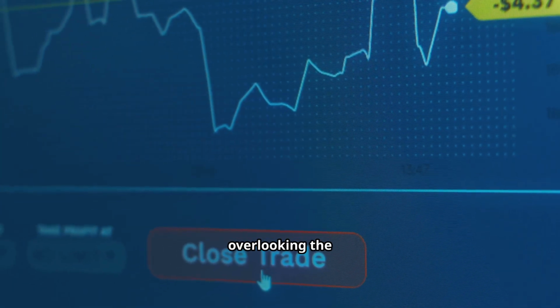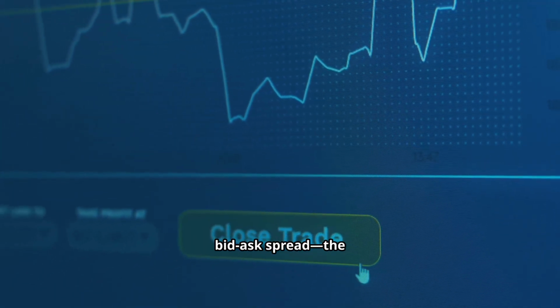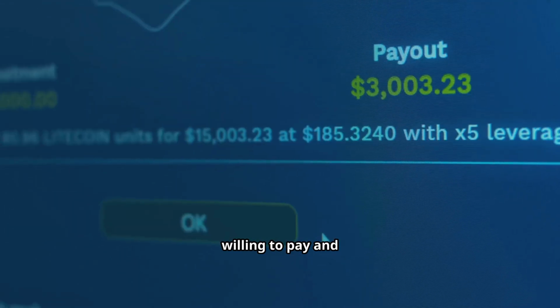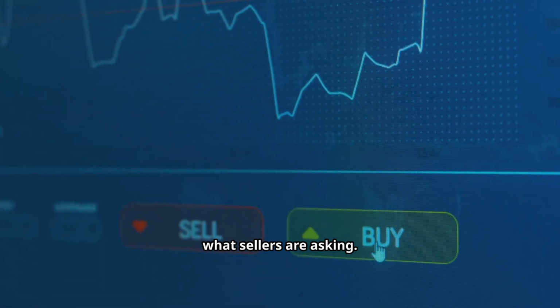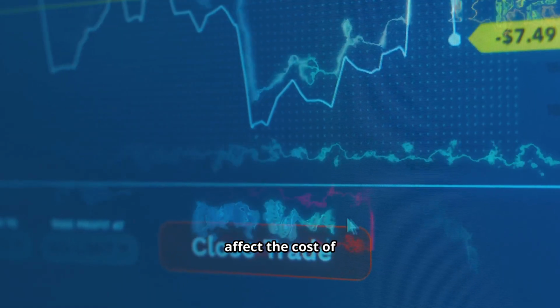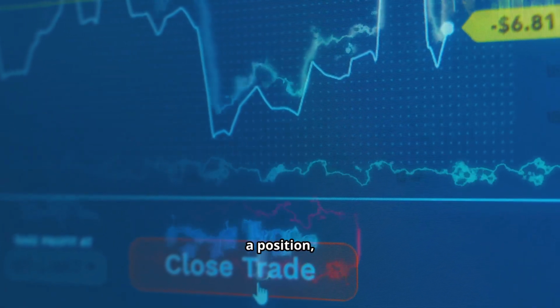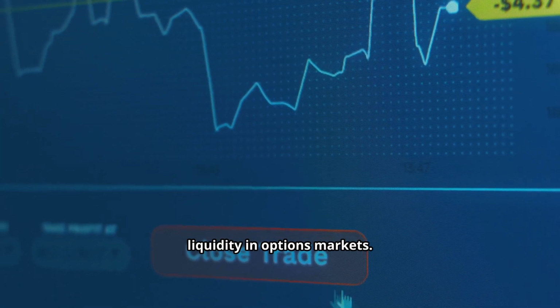Another pitfall is overlooking the bid-ask spread, the difference between what buyers are willing to pay and what sellers are asking. A wide spread can affect the cost of entering and exiting a position, so it's worth understanding liquidity in options markets.